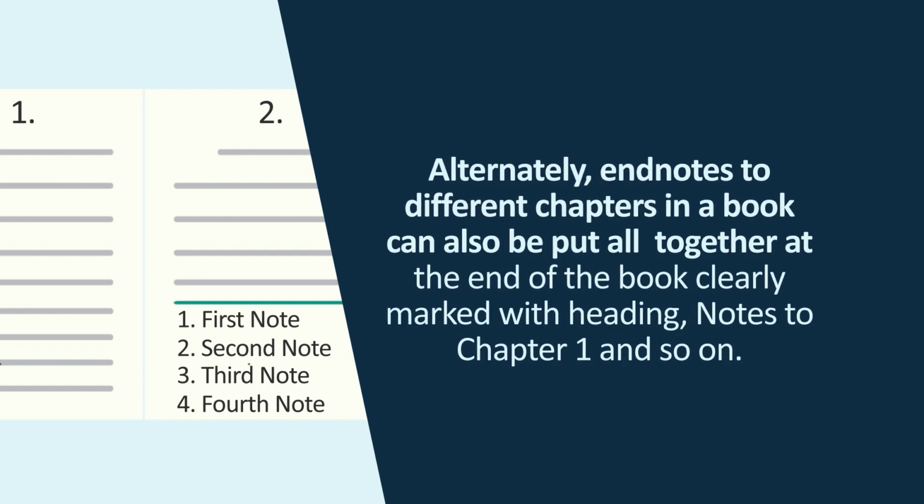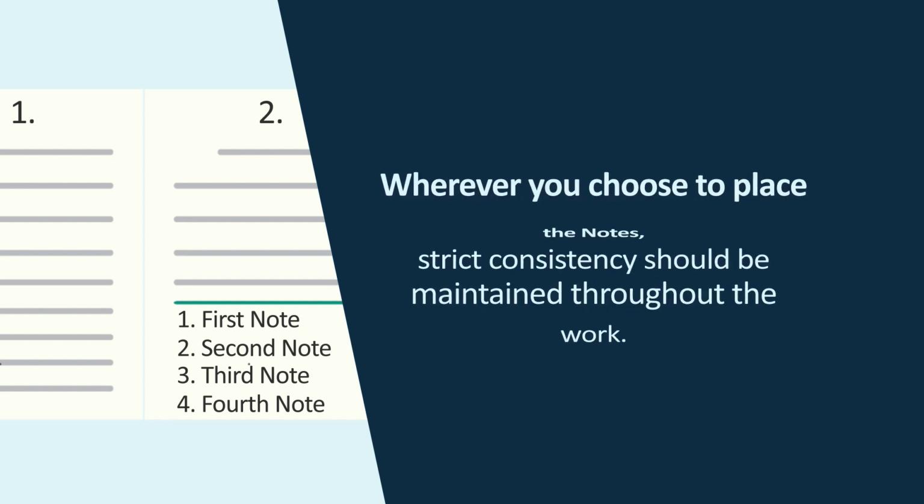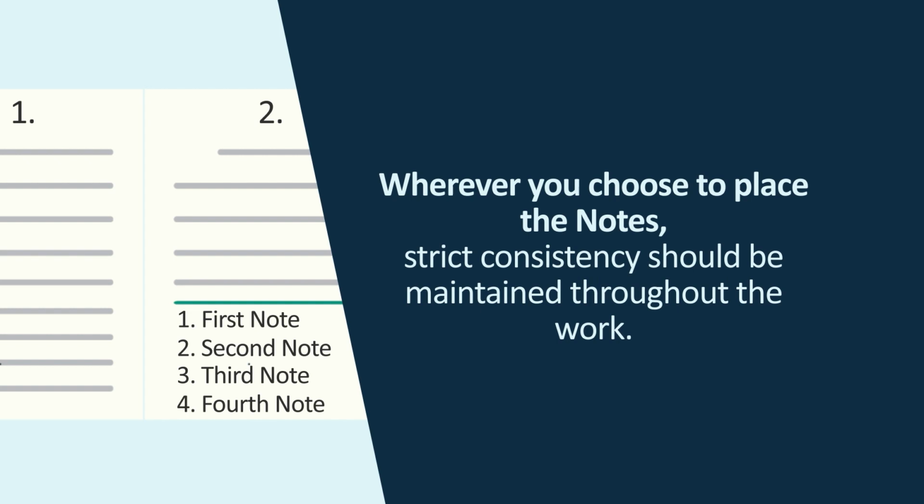Alternately, endnotes to different chapters in a book can also be put all together at the end of the book, clearly marked with the heading Notes or Notes to Chapter 1, and so on. Wherever you choose to place the notes, strict consistency should be maintained throughout the work.